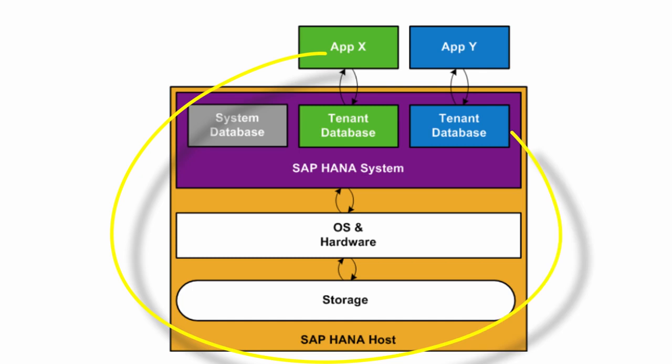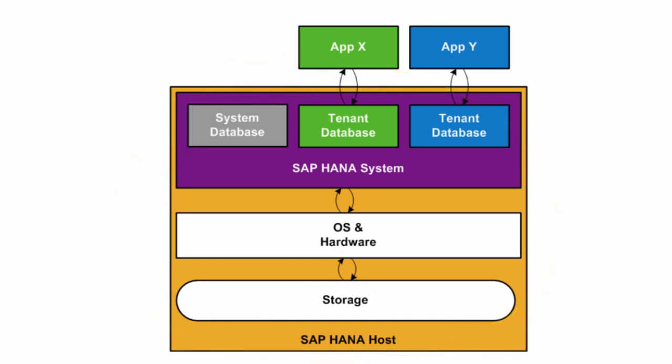We have a single SAP HANA host. This is the Linux server with operating system, hardware and storage. And on the host we have installed an SAP HANA system. And on the system we have created two tenant databases. Then we have two different applications, App X and App Y, that connect to their own tenant database.